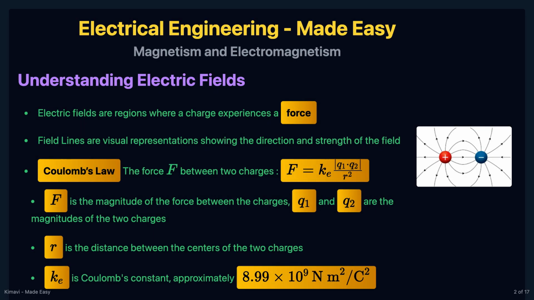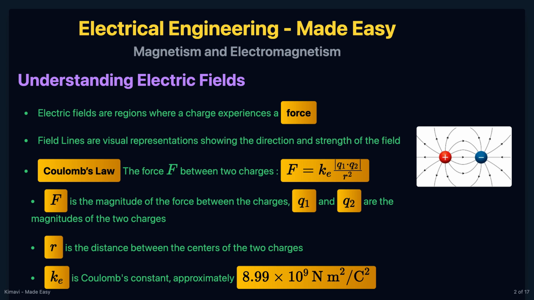Electric fields are the regions around charged particles where other charges experience a force. These fields are represented by lines that indicate the direction and strength of the force. Coulomb's law helps us understand the relationship between two charges and the force they exert on each other.